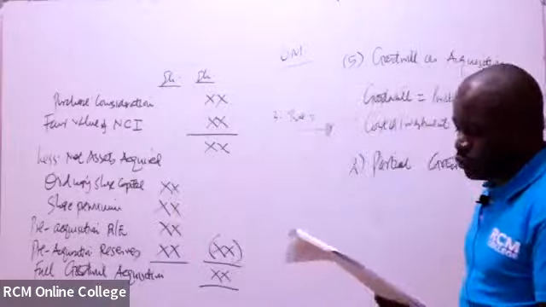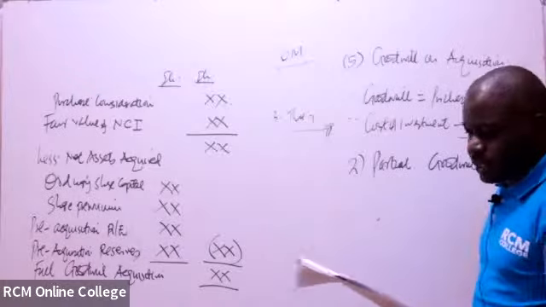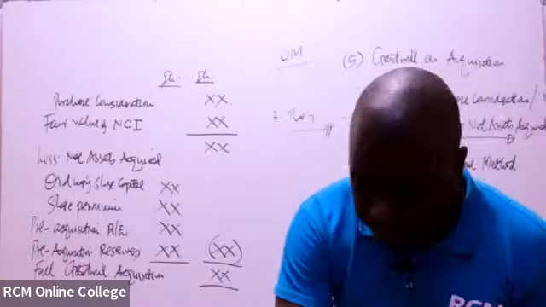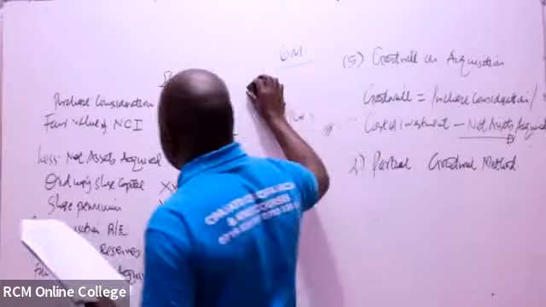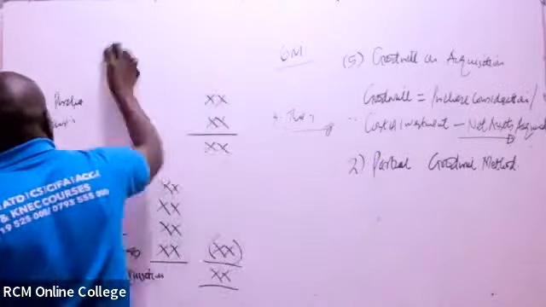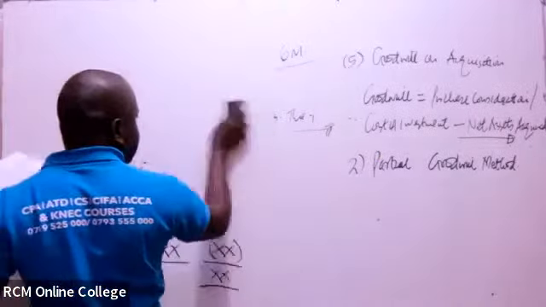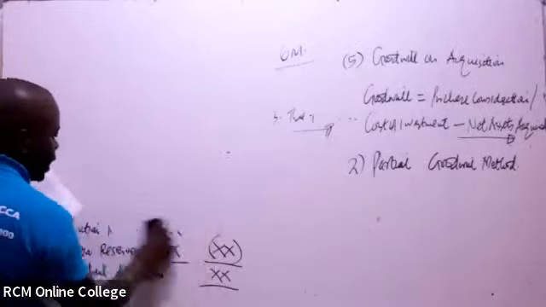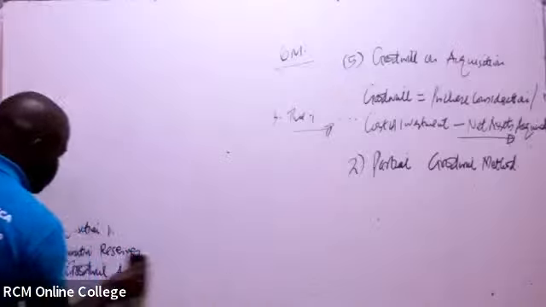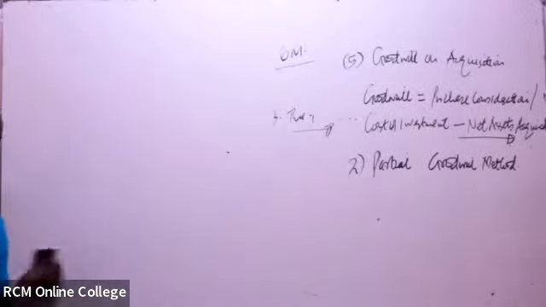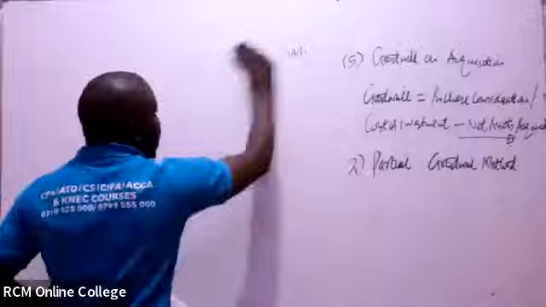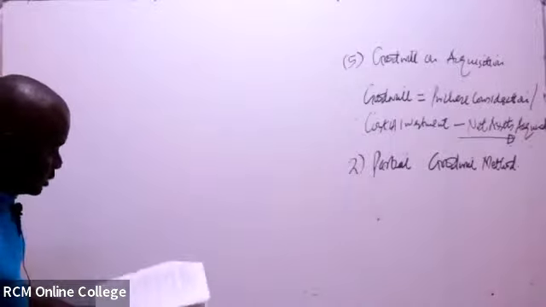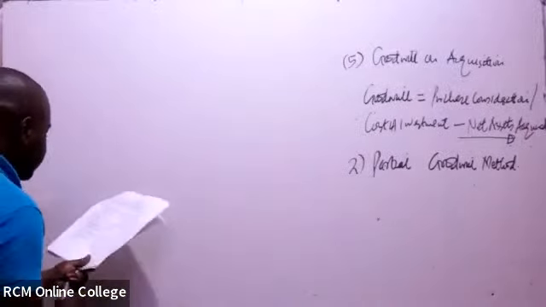It is determined as follows. These are how you basically calculate the partial goodwill method. How you use the partial goodwill method to calculate. It is determined as follows.